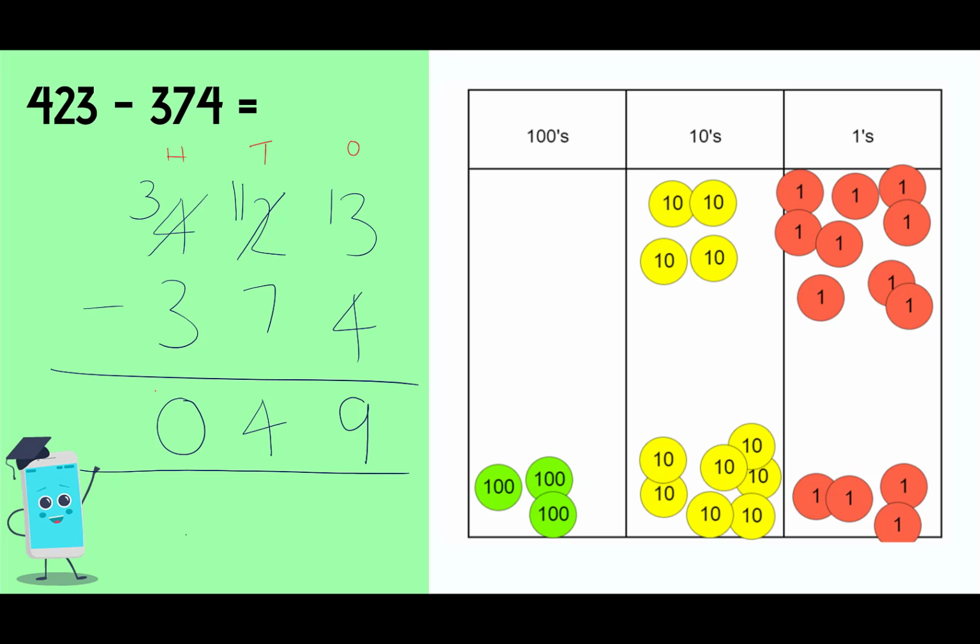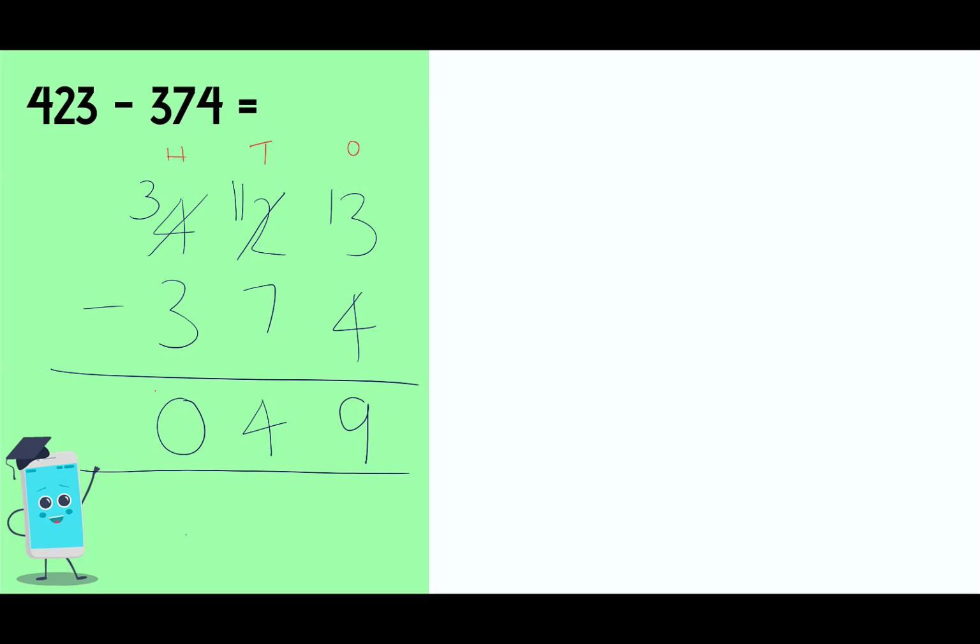So have a go with your next 3 questions. This time you're going to be borrowing more than once, so make sure that your digits are lined up. Make sure you're checking if the number above is smaller than the number below, and if you're borrowing, make sure you cross out, write in how many you've got left, and then bring that borrowed number over. Give those questions a go now.